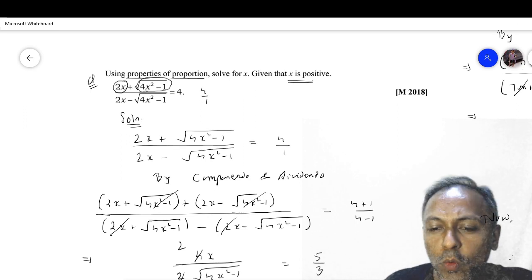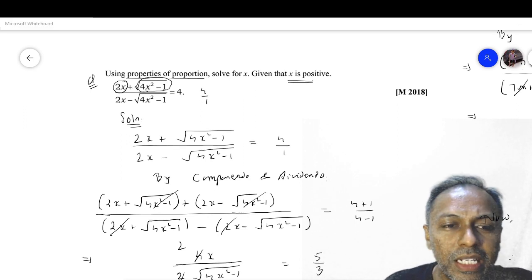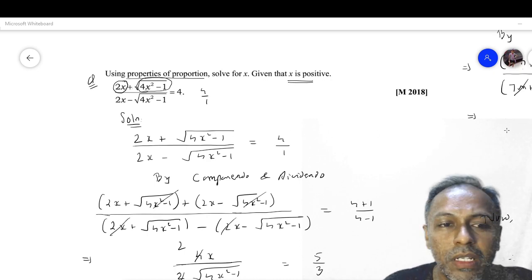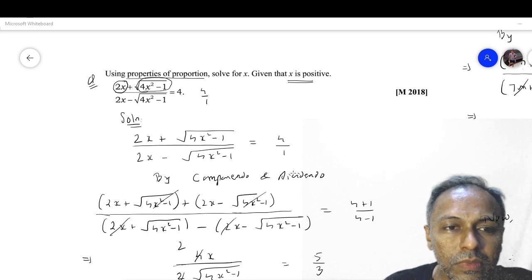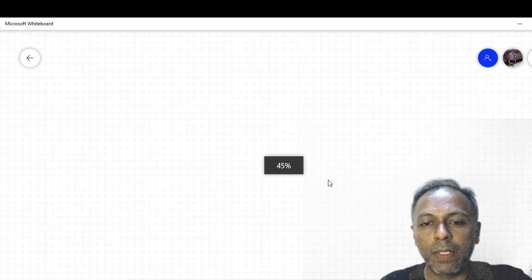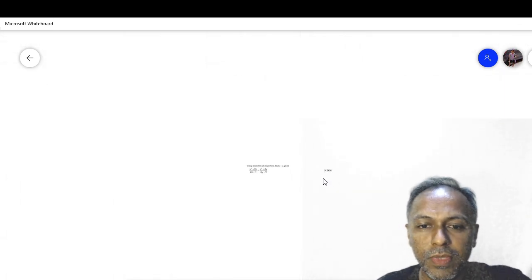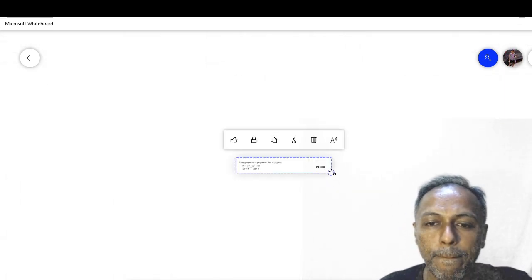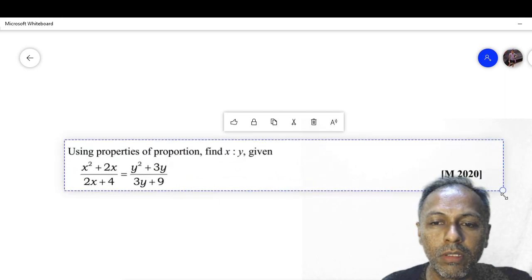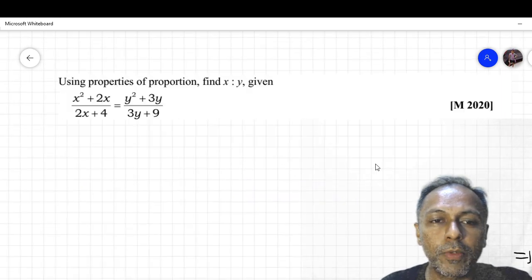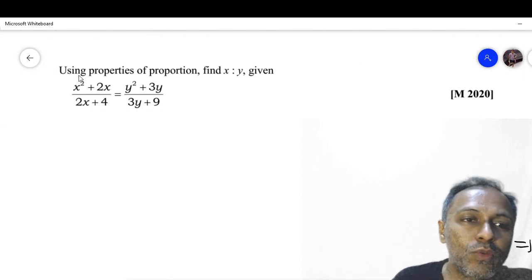Let's take one or two more board questions, and then if time permits we can see some difficult level problems also. Let us take one more question, a 2020 question, a recent board question. The question is, using the properties of proportion, find x is to y.